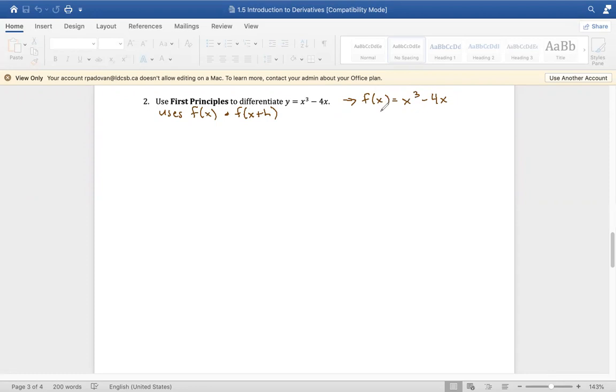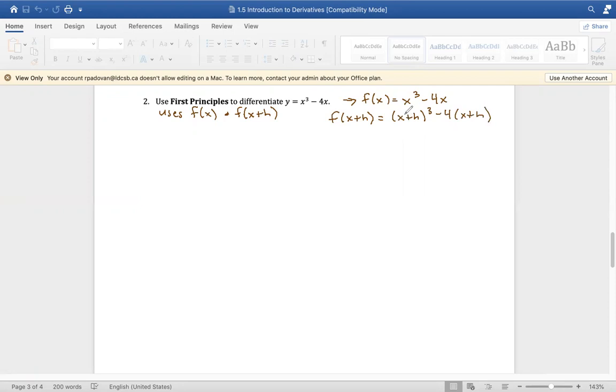So what I need to do then is have, again, f of x is just going to be the original, but I need to find f of x plus h. So let's just over to the side here, find what f of x plus h is going to be. Whenever I see x in my original, I put x plus h instead. So x plus h cubed minus 4 times x plus h.